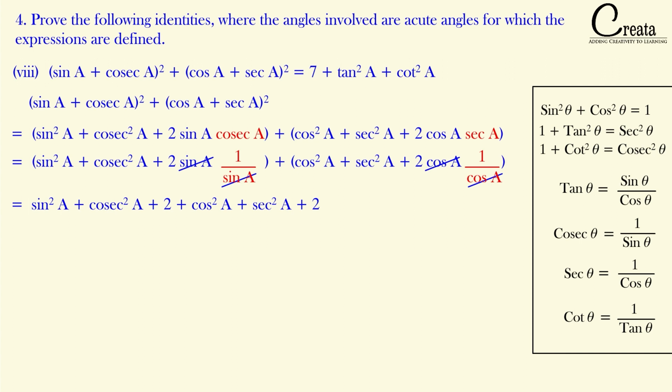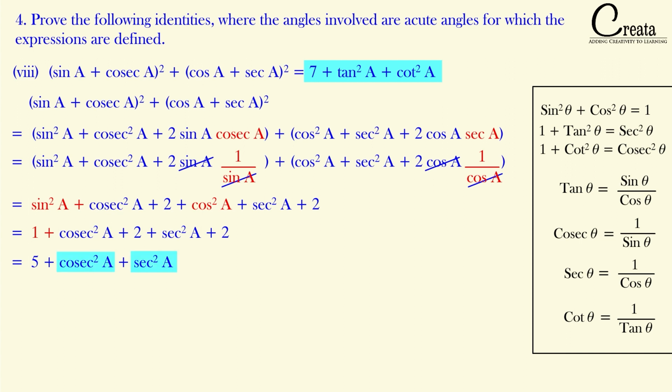Further, here sin square A plus cos square A resembles our first trigonometric identity equation, which is equal to 1. Sin square A plus cos square A is equal to 1. So we got 5 plus cosec square A plus sec square A. Let's compare it with the right hand side expression, which is 7 plus tan square A plus cot square A. And we got our expression in terms of cosec square A and sec square A.